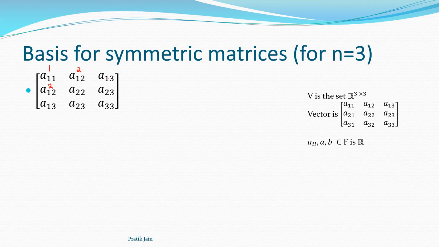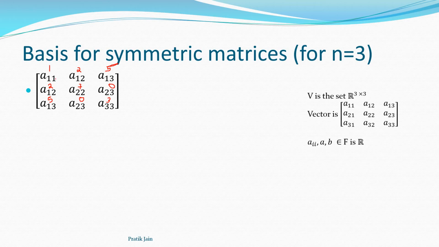And same case for A13 and A23. So if A13 is suppose 5, right? So this A13 will also become 5, right? And for A23, say suppose this is 0, then this will also become 0. And A22, A33 can be any number. So this can be say 7 and this can be say 3, right? They can be any numbers. So by this you can actually get an idea of the basis.